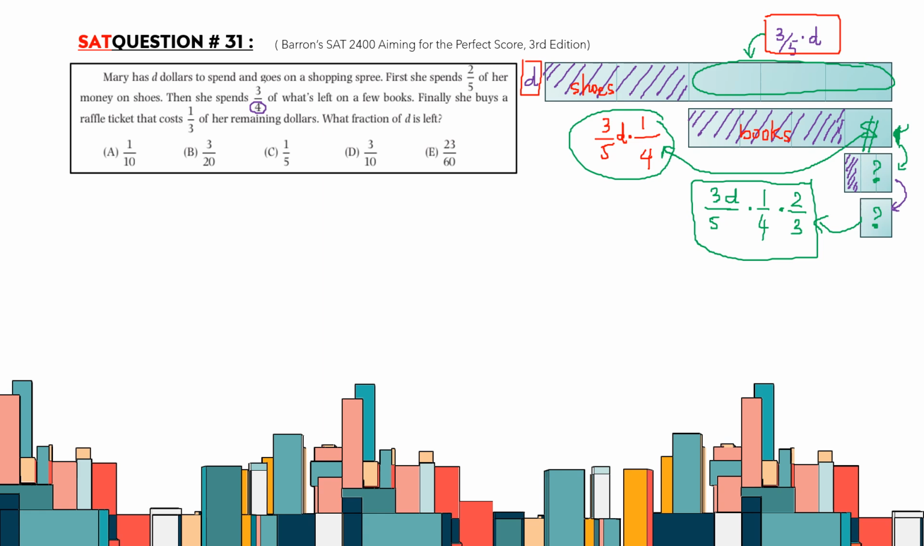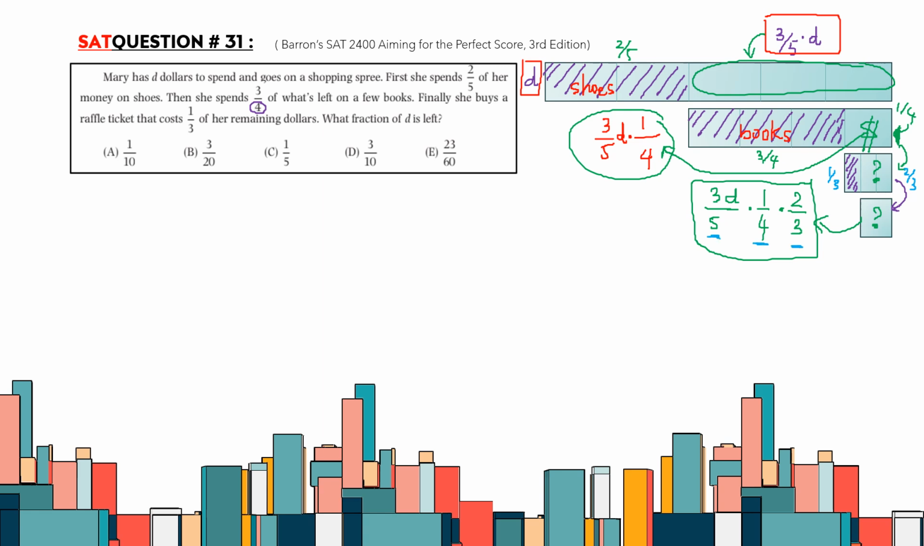So they gave the fractions spent. This is 2 out of 5, and we are left with 3 out of 5. Then next we spend 3 out of 4, and we are left with 1 out of 4. Then the next one we spend 1/3, and we are left with 2/3. Okay, that's how we have 3/5, 1/4, and 2/3 right here.